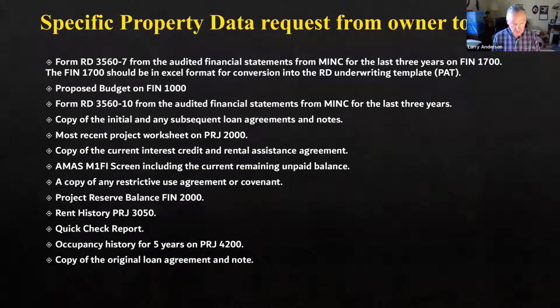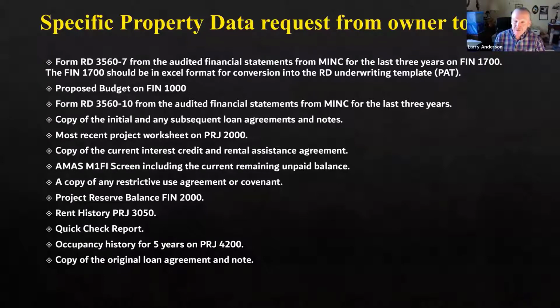Then there's also this great rent history report called the PRJ 3050, and that one will tell you about the rent history. So it shows you all the rent increases and utility allowance increases over the years. I remember working on one property where we couldn't figure out why rents were only about half of what the CERQ was, and we found out they hadn't had a rent increase in 20 years. So that's a red flag, and it turned out to be a very interesting history on that one.